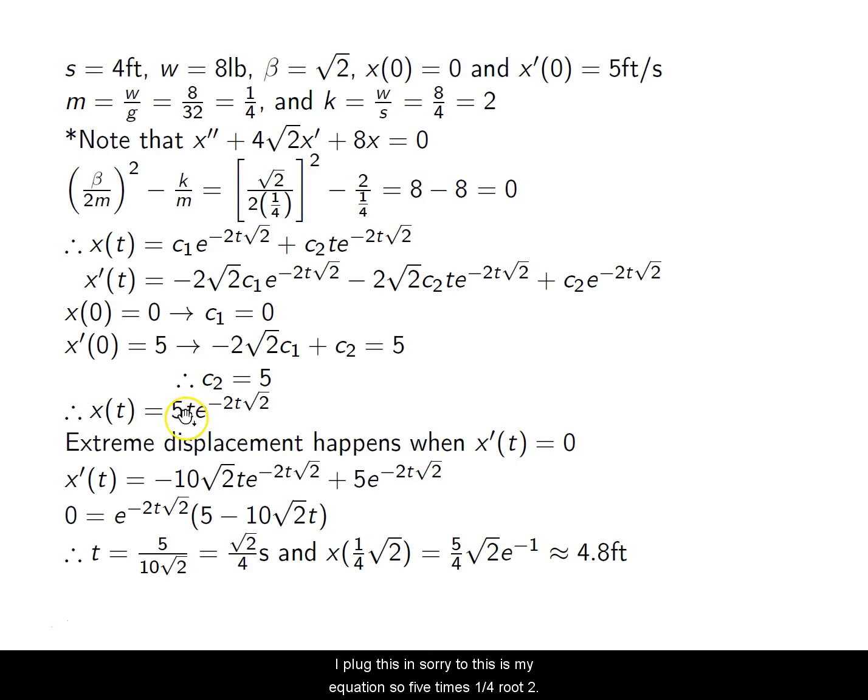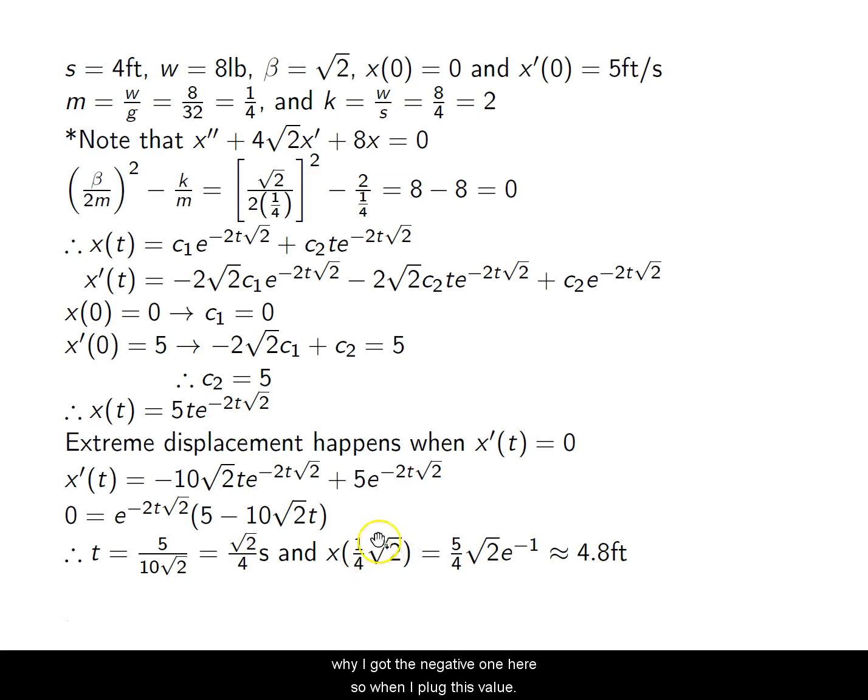So 5 times 1/4 root 2 simplifies to 5/4, right? 5 over 4 times root 2, so 5/4 root 2, e to the negative 2t root 2. So when I plug in 1/4 root 2 here, the 2 root 2's turn into a 2, and 2 over 4 turns into a 1/2. So I basically have 2 over 2, which is 1, which is why I got the negative 1 here.